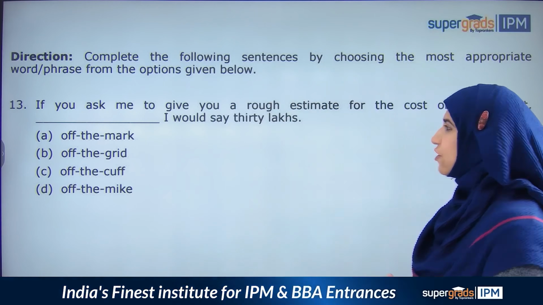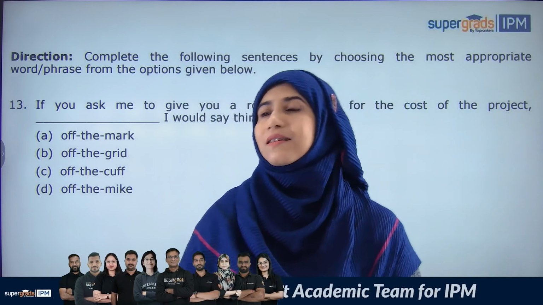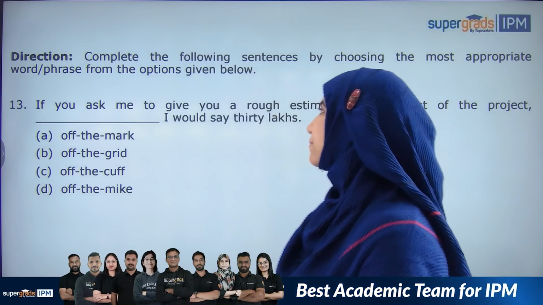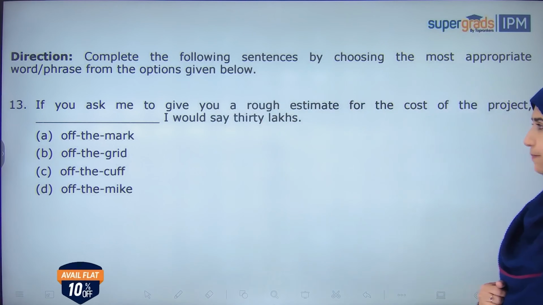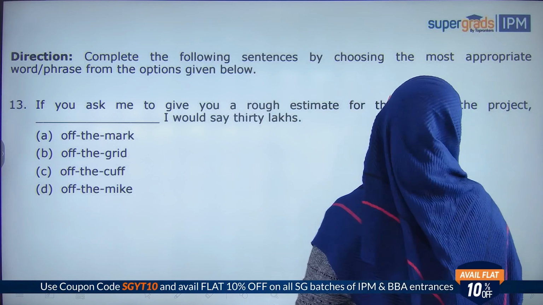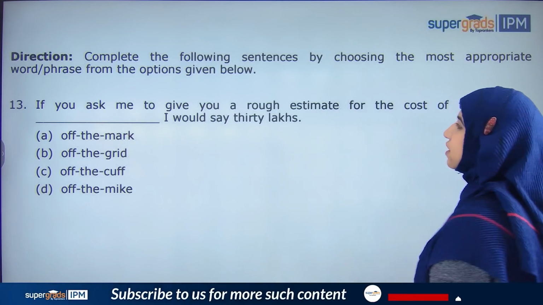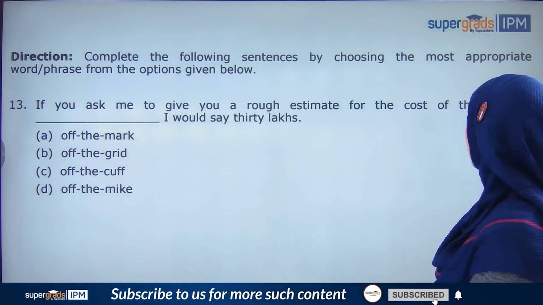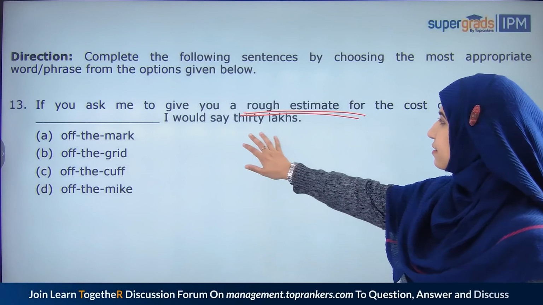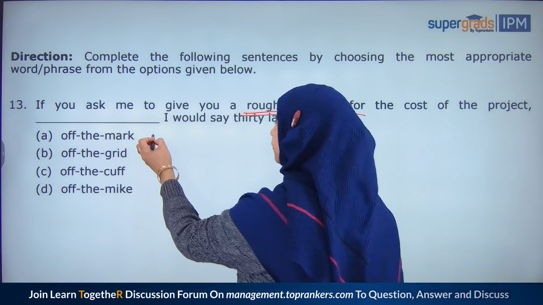So coming to this particular question based on idioms, they ask a good number of questions, 4 to 5 questions based on idioms. Question number 13. If you ask me to give you a rough estimate for the cost of the project, dash, I would say 30 lakhs. Rough estimate is being asked, right? The person says, dash, I would say 30 lakhs. Should it be off the mark?